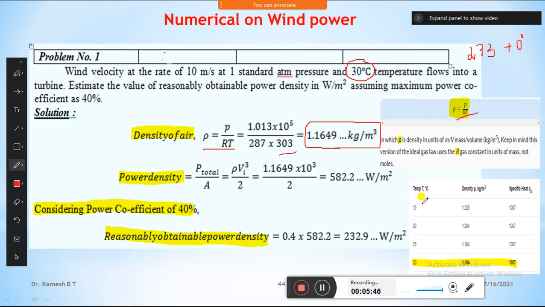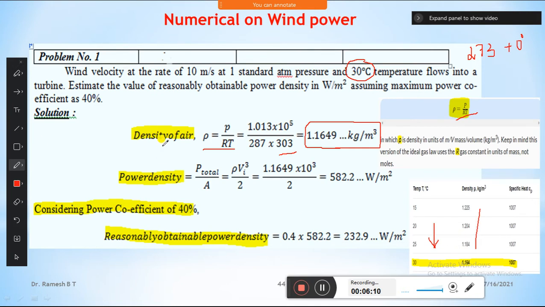Here also the same thing. 15 degree is a low temperature, so density is higher. If the temperature is 20, a higher temperature, you can observe 1.104. If the temperature is still higher, 25 degree, it is 1.184. If the temperature is 30 degree, it is 1.164. Like this, density decreases with increase in temperature. Okay, so either you can use this formula or directly use this table.